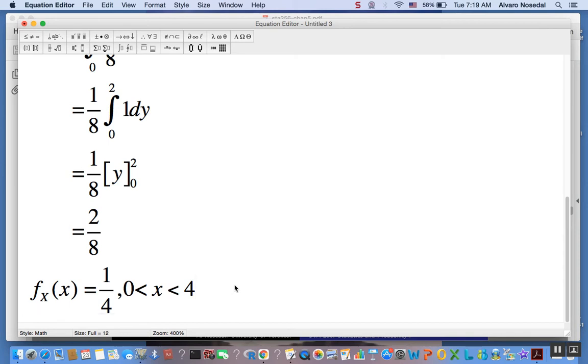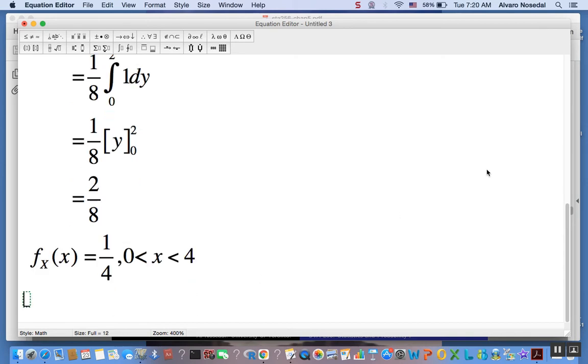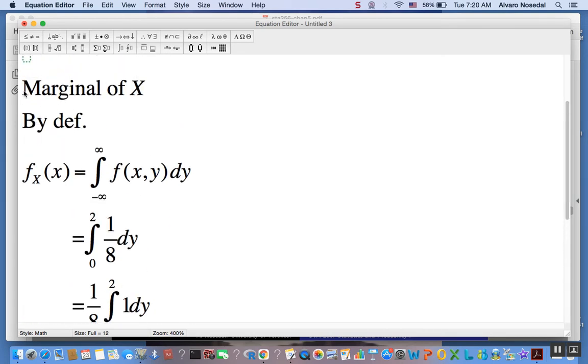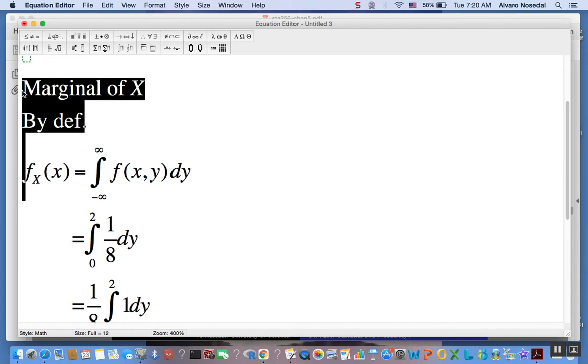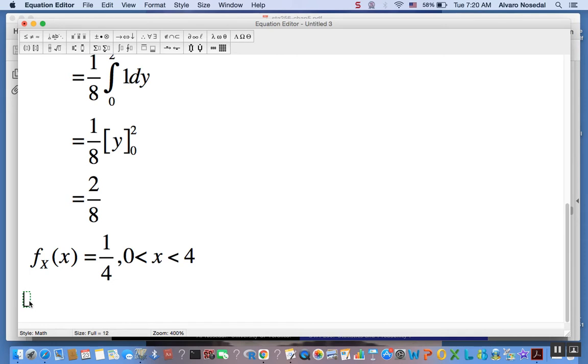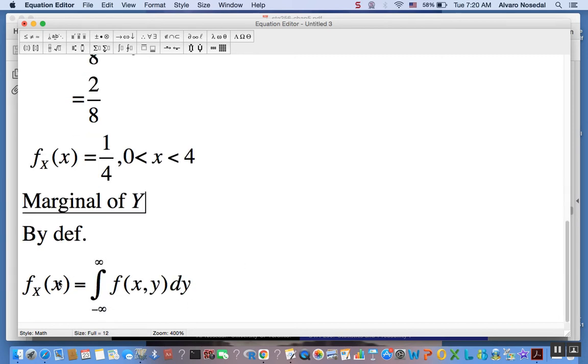Okay, so now let's do something similar for the other one. We have the first marginal. Now let's find the marginal with respect to y. All we have to do is now, since we want the marginal of y, we just have to integrate with respect to the other variable, right? We have the joint. Now, since we want the marginal of y, we integrate with respect to x.